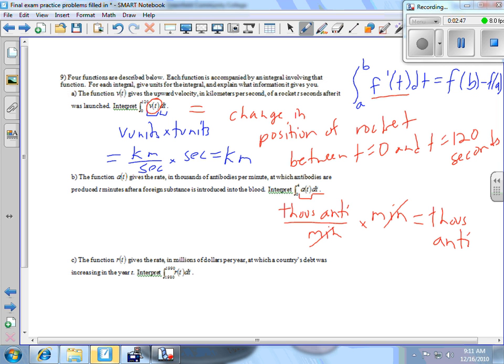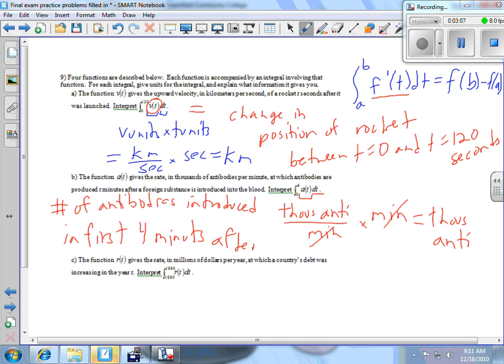And so this integral right here will represent the number of antibodies introduced in the first 4 minutes after the foreign substance was introduced. I guess I'll put here that antibodies numbers in thousands.